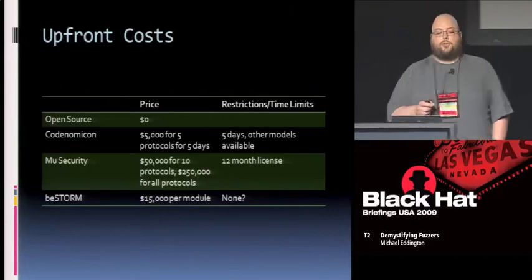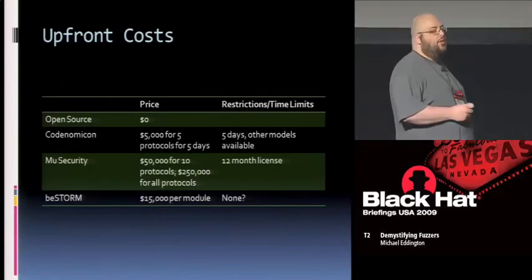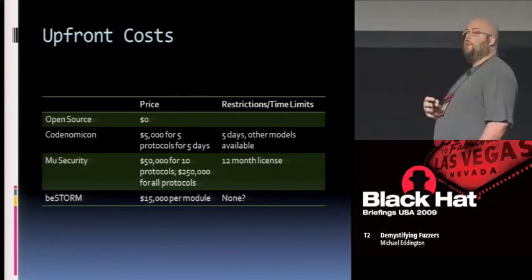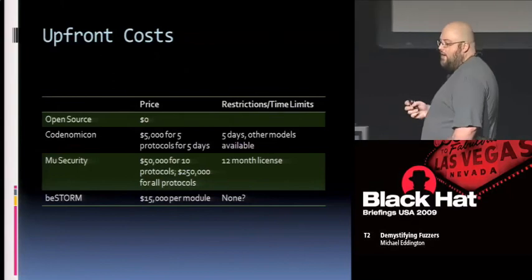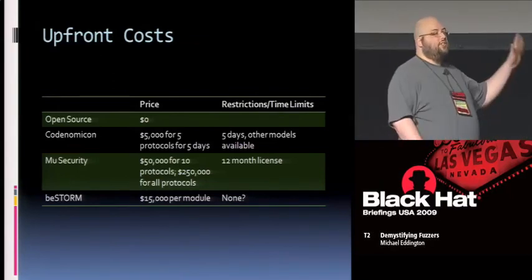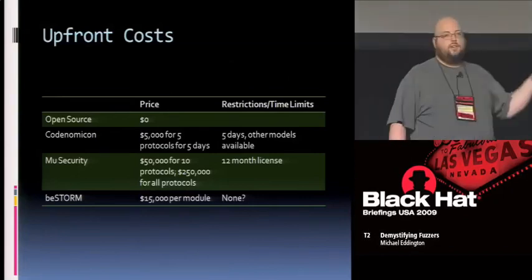with upfront costs for commercial products. So you might ask, what are the upfront costs? With open source, obviously, you get suckered in because it's free, and then you spend a lot of time dealing with that fact. For Codenomicon, for 5 days, for $5,000, you can test 5 protocols, and then it goes up from there.